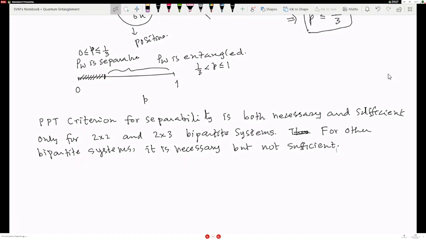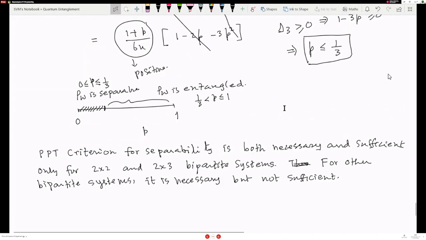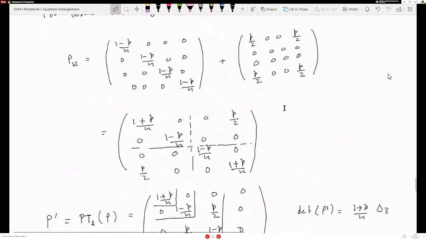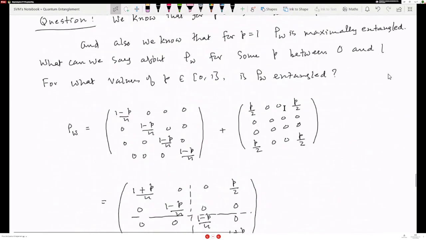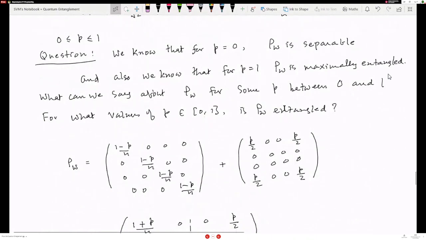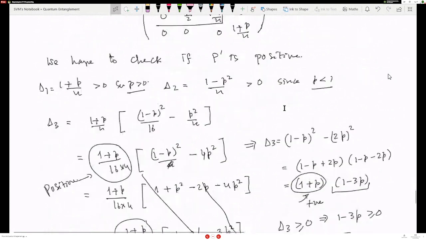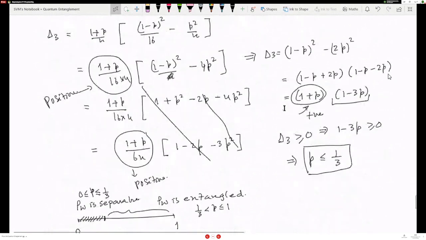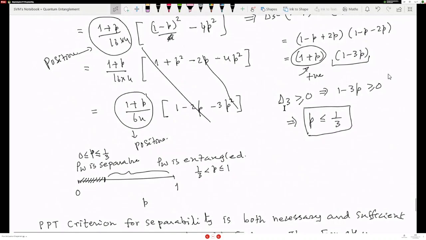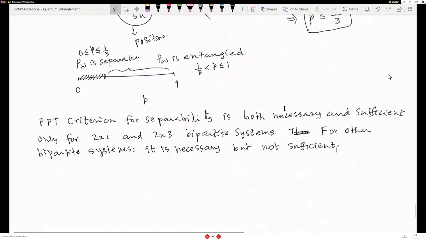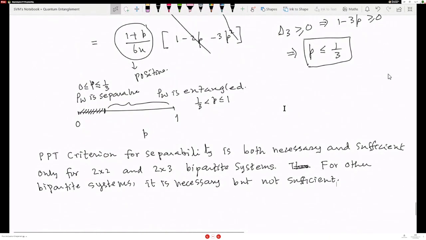So this is about the Peres-Horodecki or PPT criterion, which is very useful as far as 2 qubit and qubit-qutrit systems are concerned, because that will tell you whether a state is entangled or not. And based on this entanglement criterion, you can also define certain measures of entanglement. We will define those measures in our next class.